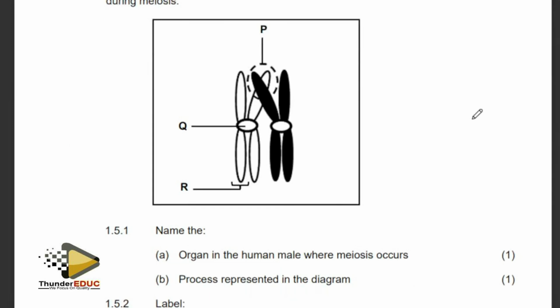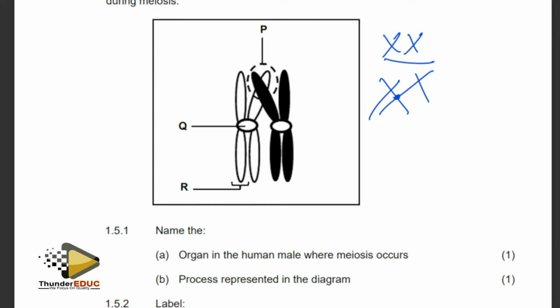When you talk about crossing over, you talk about 2 homologous chromosomes. These chromosomes come together. They must be homologous. That's the key point: homologous chromosomes align together. The chromatids of the homologous chromosomes cross over at a point called chiasma. You understand? And then these chromatids exchange genetic material.